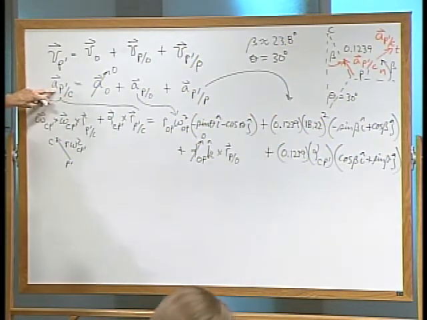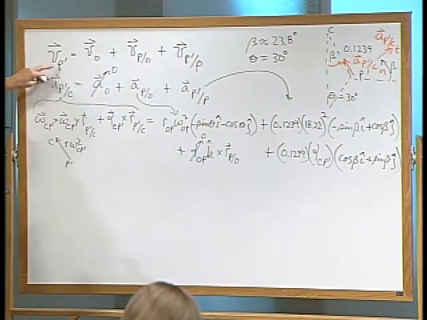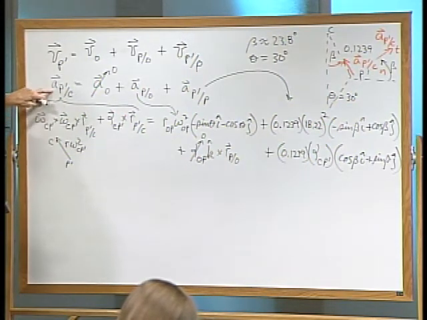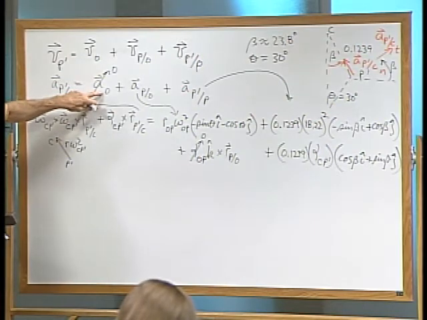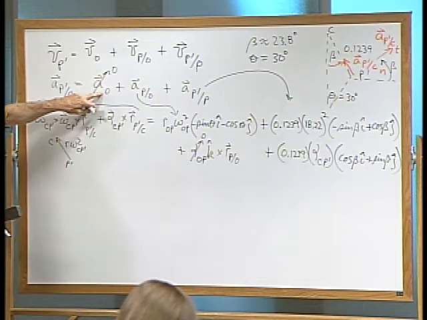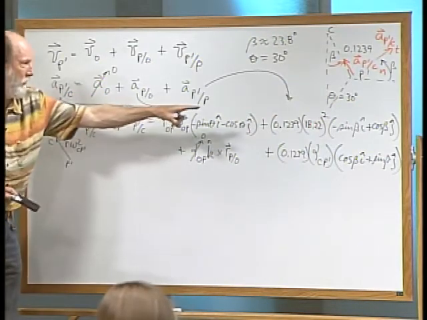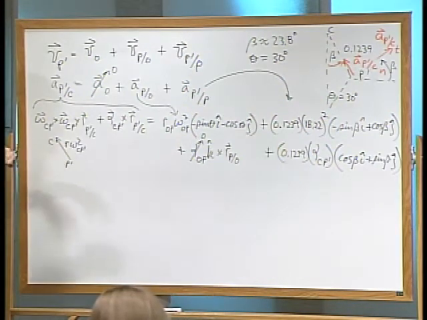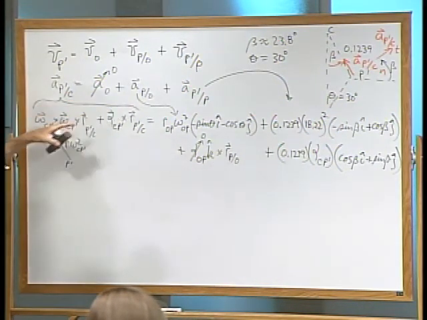Acceleration of P prime relative to C. And this is the velocity of P prime relative to C, because P prime's fixed on that link. So that looks okay. Oh, I know what the problem is. All that stuff over there is this. Everybody agree? Okay.